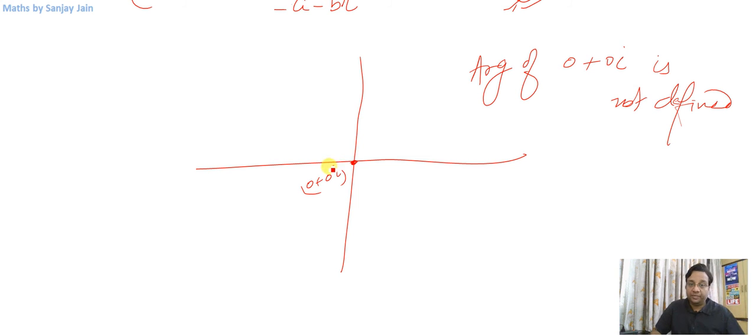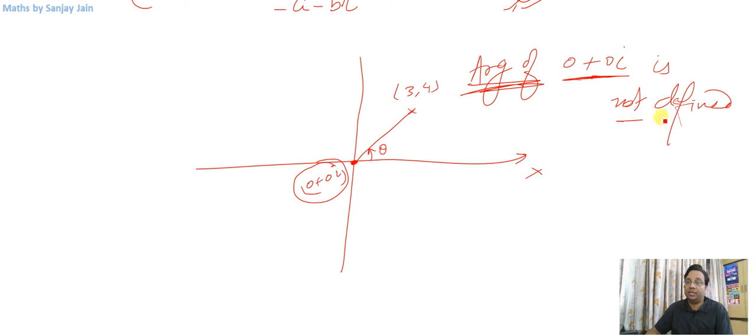Because how do I define the argument? I join this point with the point referring to that complex number. For example, for 3 plus 4 iota, we said that this line OP makes an angle with the positive direction of the x-axis, and this will give me my argument. But in case of 0 plus 0 iota, if I join 0 plus 0 iota with itself, it will just be a point. It will not make any angle here with the x-axis. So we say that the argument of this point 0 plus 0 iota is not defined. Okay, and 0 plus 0 iota is purely real as well as purely imaginary, but its argument is not defined.